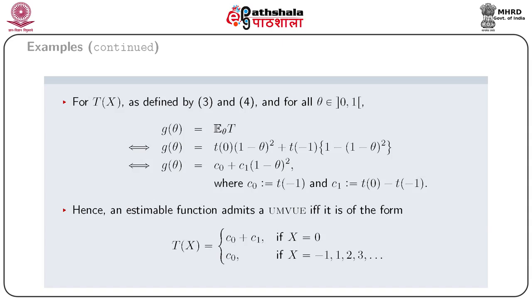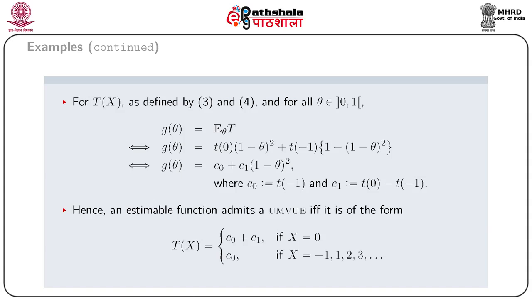Now, expectation of T equal to g(theta) for all theta implies g(theta) = (1 - theta)^2 T(0) + T(-1)(1 - theta)^2, which implies g(theta) = c1(1 - theta)^2 + c0, where c0 = T(-1) and c1 = T(0) - T(-1).